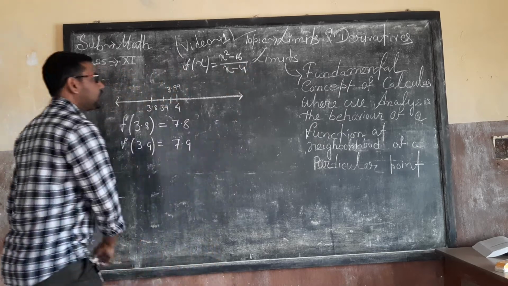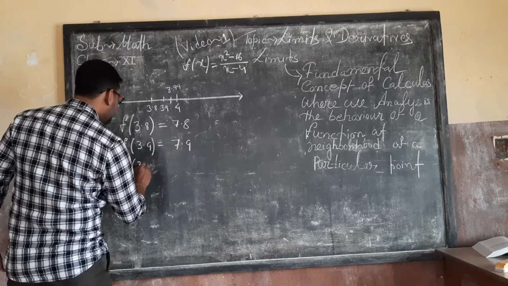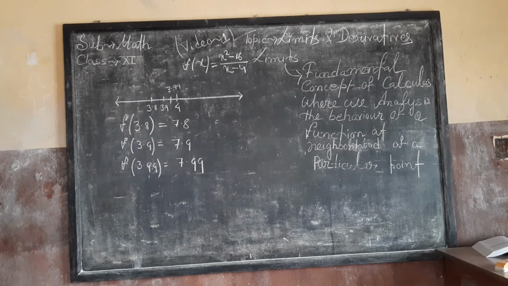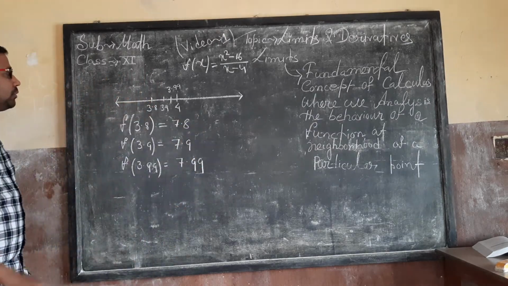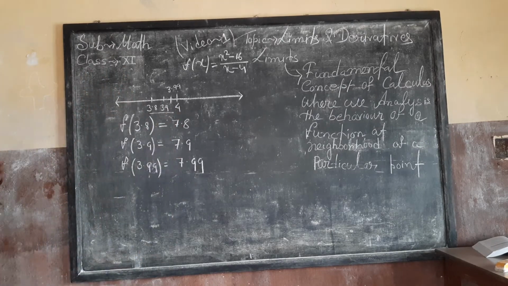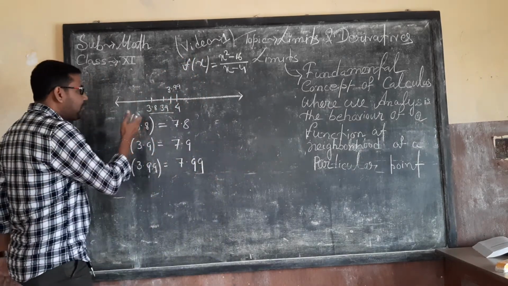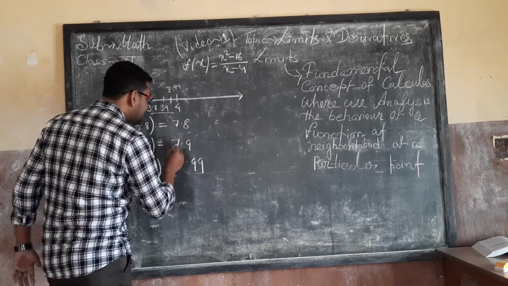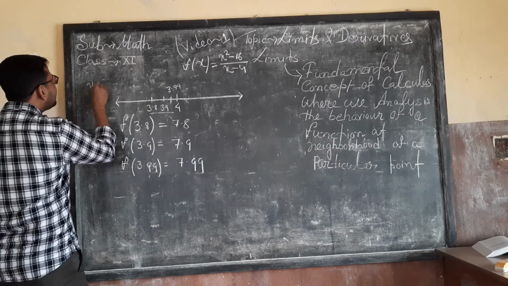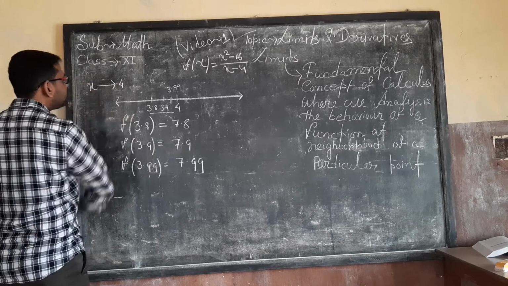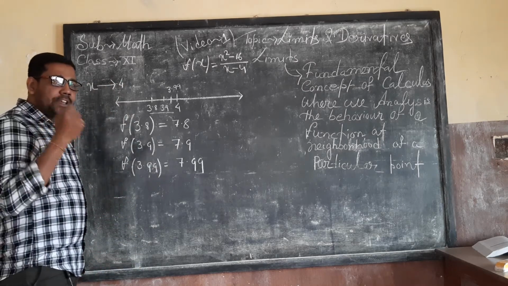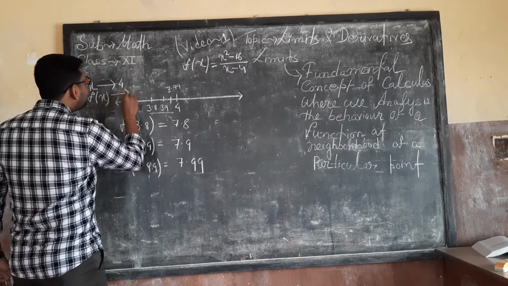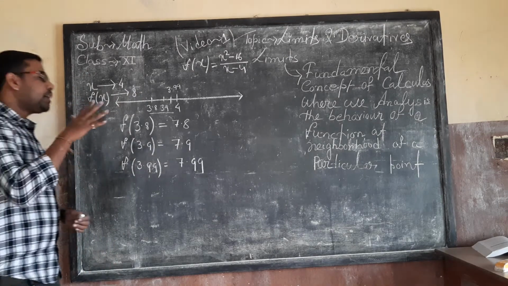At 3.9, the value of this function is 7.9, and the function f(x) is equal to (x square minus 16) by (x minus 4). And if you put 3.99, then this function produces 7.99. If you observe all the values which are very close to 4 but not equal to 4, all the function values tend to a definite value, that is 8. So when x tends to 4, the function value tends to a particular value, 8.